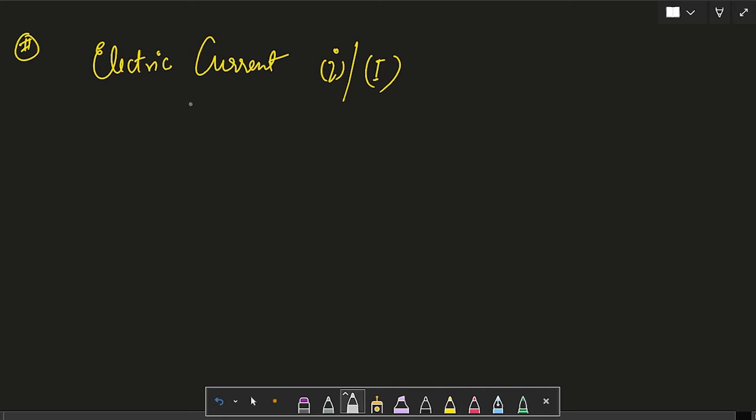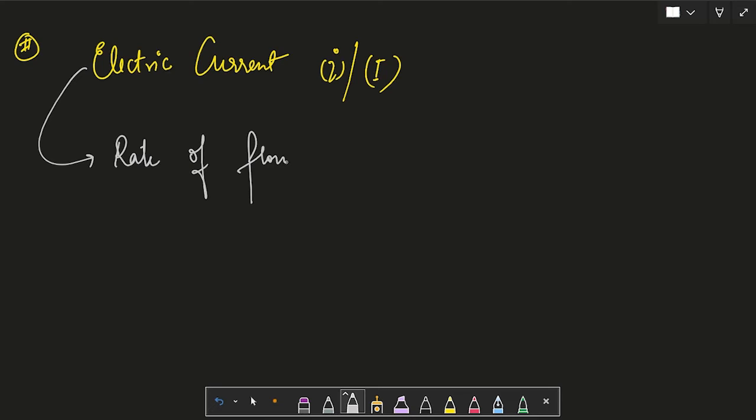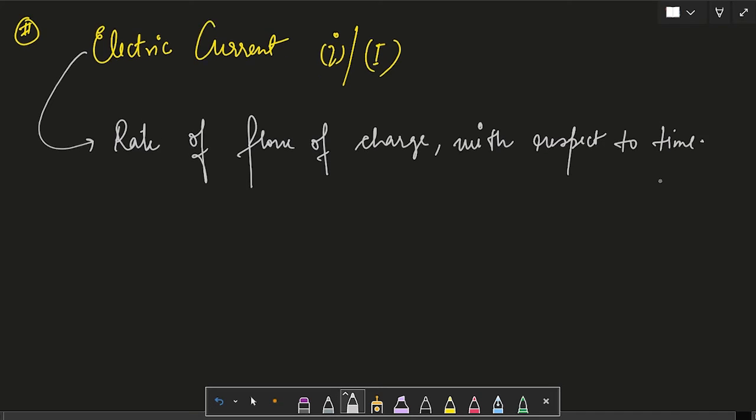Before understanding it, let's define it properly. Electric current is defined as the rate of flow of charge with respect to time. All right. Let's first understand what actually electric current is.